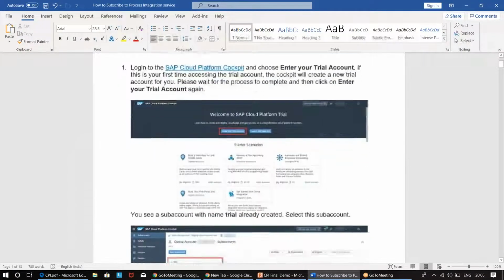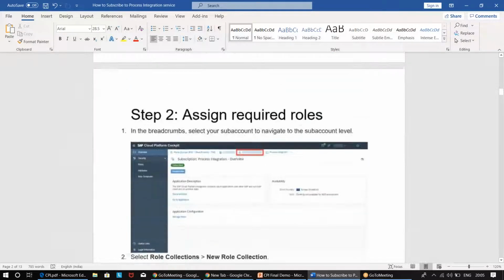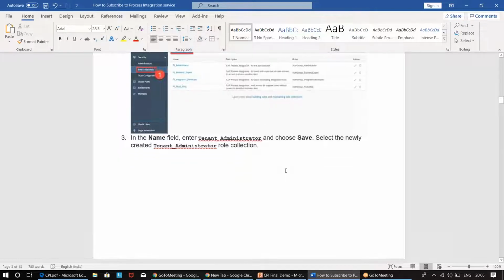I have documented a lot of other things in this document, but the point is that people don't know even about the cloud platform. What exactly is a cloud platform? What are the different environments we have? What is Cloud Foundry, and how is it different from Neo? Then how to assign roles, users, authentication services and much more. What exactly is the cockpit in a cloud platform, and what is the meaning of SAP Cloud Platform?